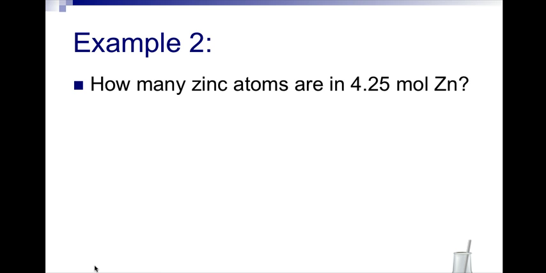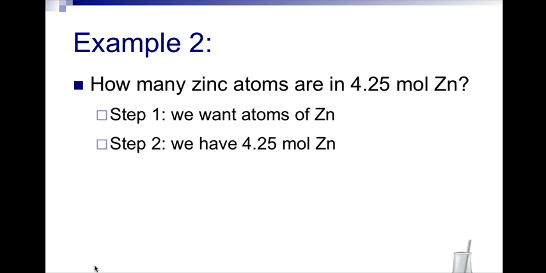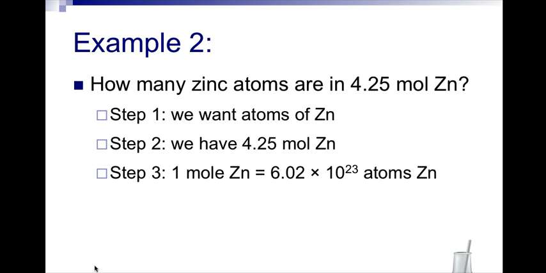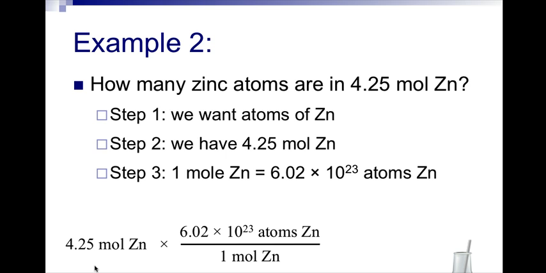So now, how many zinc atoms are in 4.25 moles of zinc? Well, we want atoms of zinc. We have 4.25 moles of zinc, and we know that for every 1 mole of zinc, there's 6.02 times 10 to the 23 atoms of zinc. So we start with 4.25 moles. We use our conversion factor of 6.02 times 10 to the 23 atoms for every 1 mole. Moles cancel, and we're left with atoms of zinc.